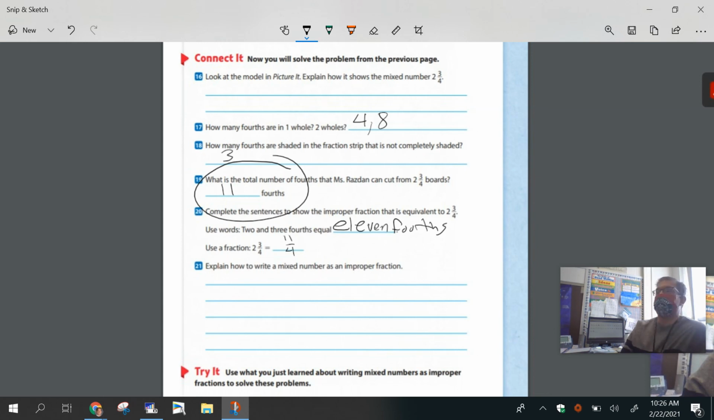Go ahead and do number 21 together. Not together, what am I saying? On your own. Gavin, go ahead and sharpen your pencil. Actually, Gavin, just come here. There you go, sir. Thanks. You're welcome. Go ahead and write down, explain how to write a mixed number as an improper fraction.